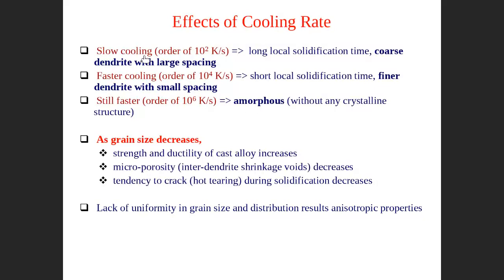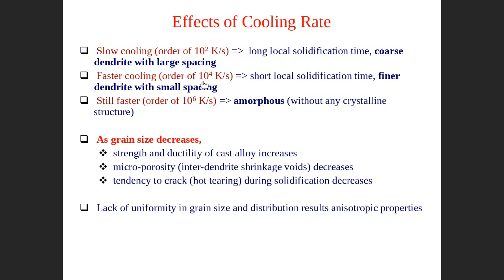Effect of the cooling rate: you can have slow cooling or a high cooling rate. It depends on the mold material. If you have a metal mold, we can control it. But if you have sand casting or a sand mold, then probably it's difficult to control and we have a slow cooling rate. If you have a slow cooling rate, with a long local solidification time, you get coarse dendrites with a large spacing in between.